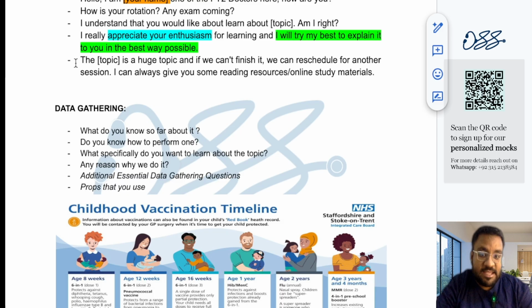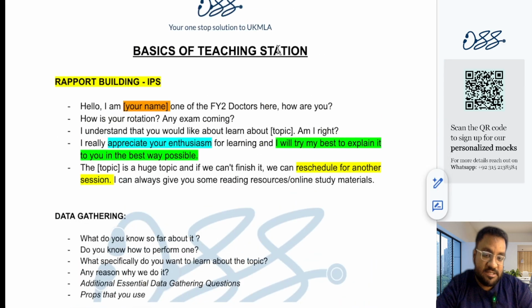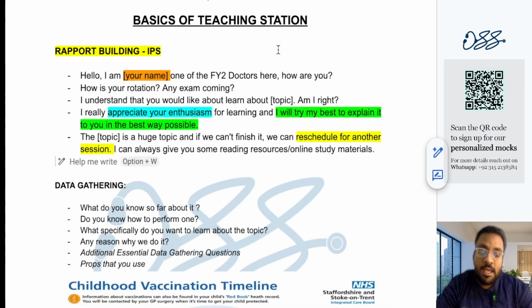And why you need to say this is a really, really important thing. Talk about rescheduling, or talk about having another session. Why is this important? Because just think about it, it's an 8-minute station. Okay, and that is what they want to see. There is no topic in the field of medicine that can be taught in 8 minutes. It's practically impossible to make sure that you have taught someone each and everything in 8 minutes, and expect them to understand each and everything as well.